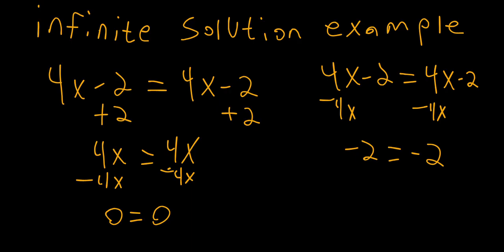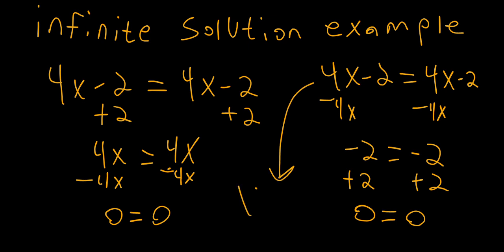And when you have something that's obviously right, that means you have an infinite solution. So you could add 2 to both sides, and you would get 0 equals 0. And there's other ways to manipulate this to get x equals x. Another obviously true statement. So these are some infinite solution examples.